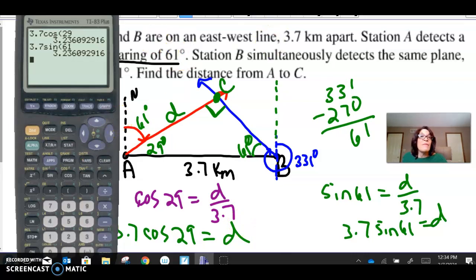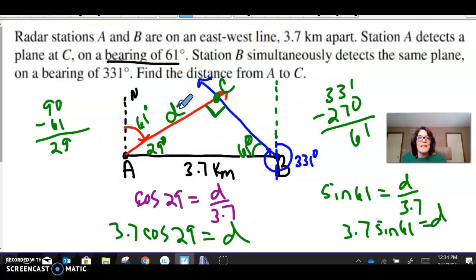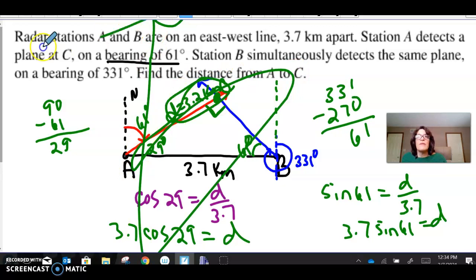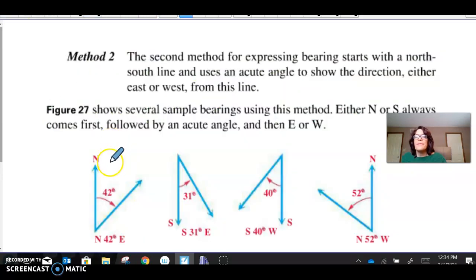Okay. Everybody all right? 3.2 kilometers is the distance from A to there. Whoops, I'm sorry. Whoa, hello. Stop. That's my fault.